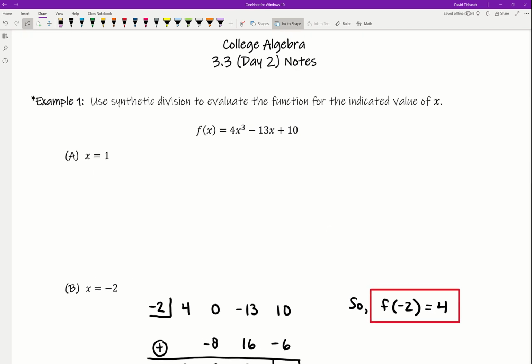So in the last video, if you hadn't had an opportunity to catch that, I would definitely encourage you to do that. We talked about how to use synthetic division to evaluate functions, and that's the first thing that we're going to be doing here in this video and just reviewing that a little bit.